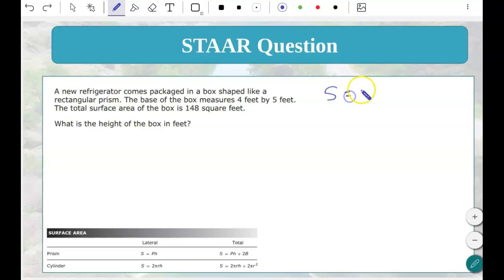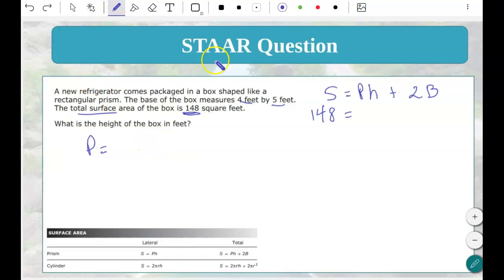It's going to be the perimeter of the base times the height plus 2 times the area of the base. So what we know is the total surface area is 148. So we're going to put that number there for the S. So the P right here says the base is 4 feet by 5 feet. So let's calculate what the perimeter is.